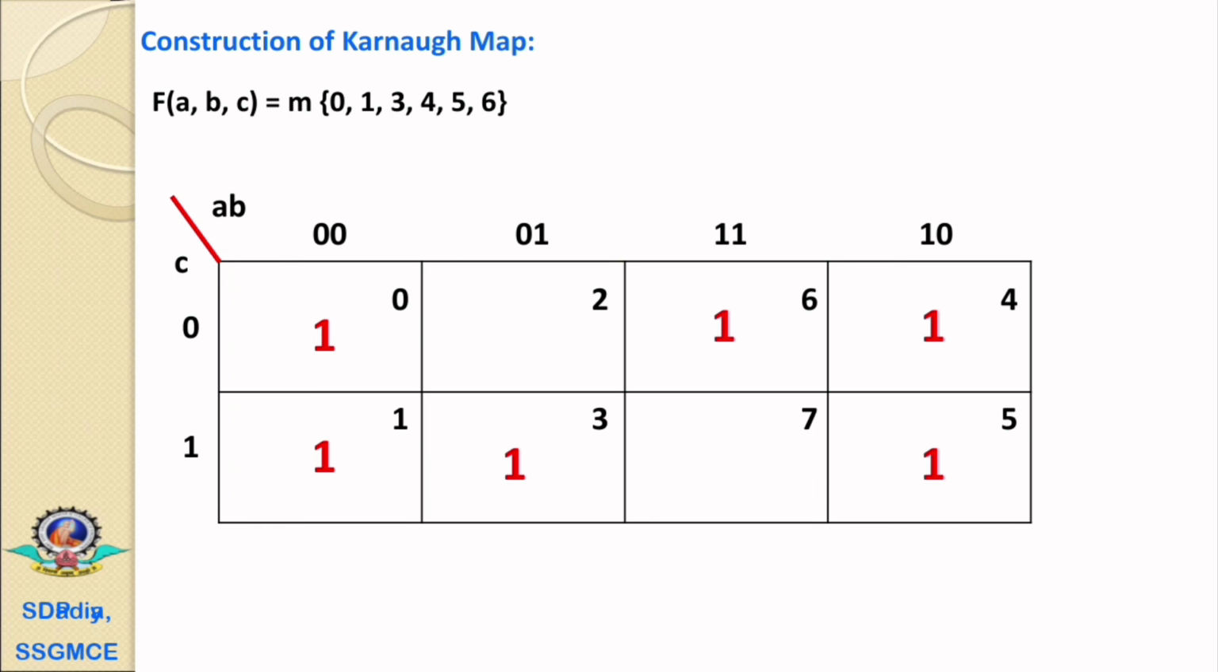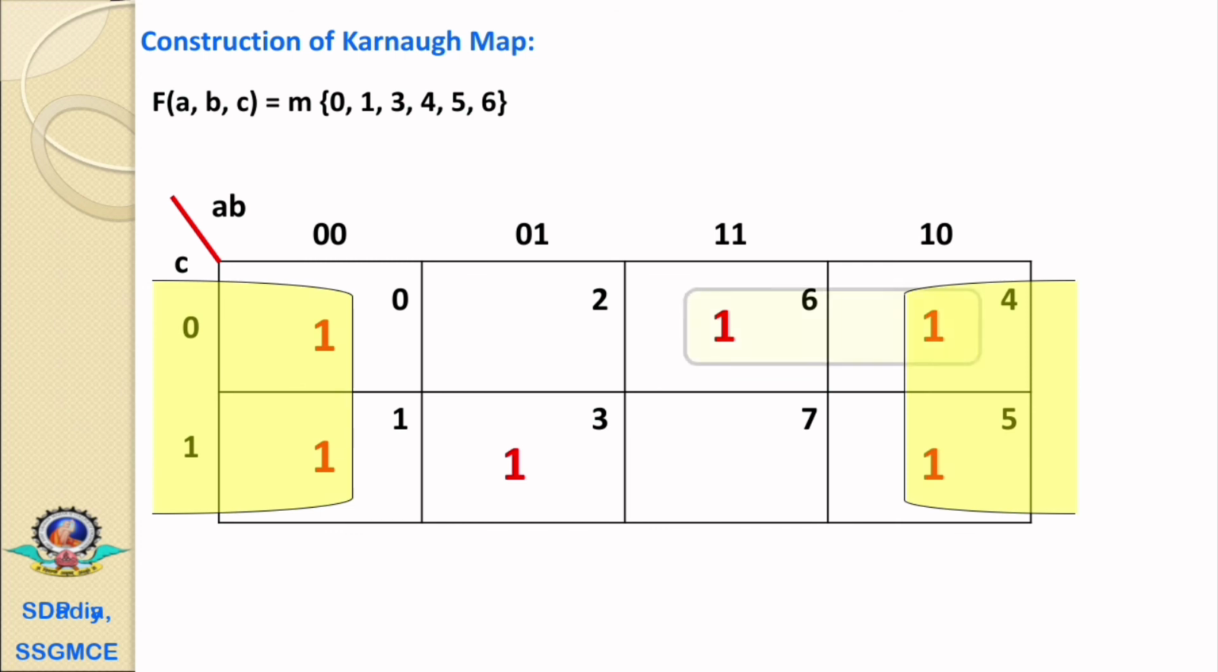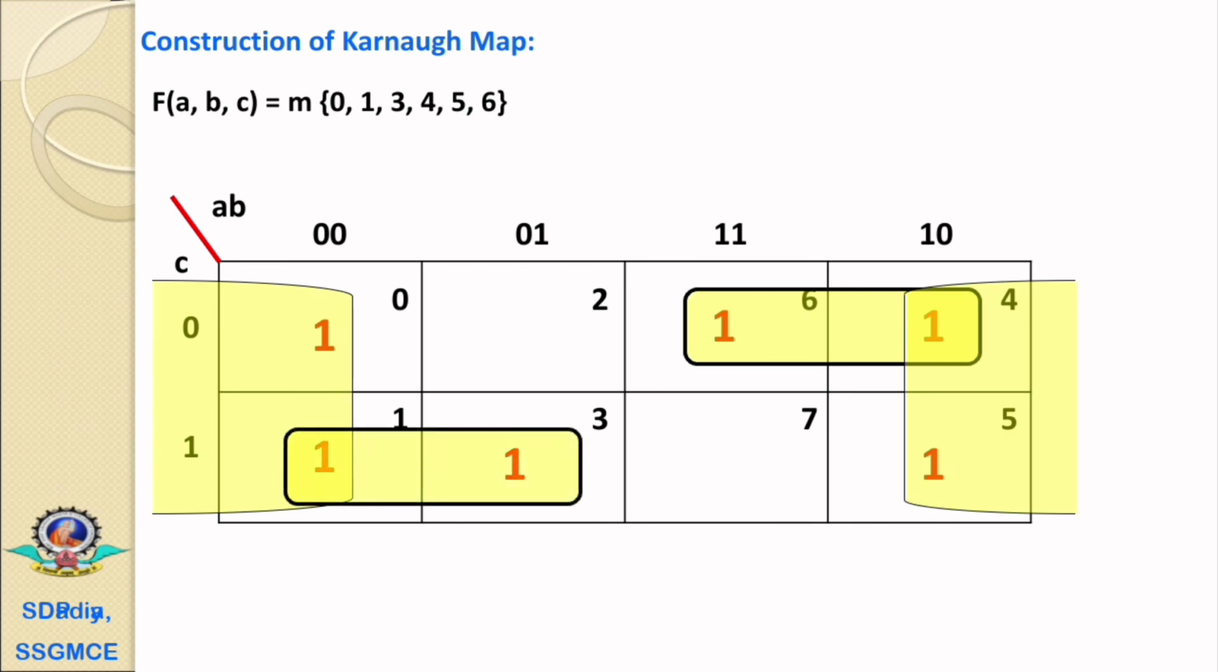We have to write down the 1 for the cell designations. Now here we have to form the groups. At the time of forming the groups, we have to form the group of the maximum variables. The first column and the last column we can consider adjacent. Therefore, we can form a group of these 4 cells. Then next, we form a group of these 2 and a third group of these 2. There are 3 groups.